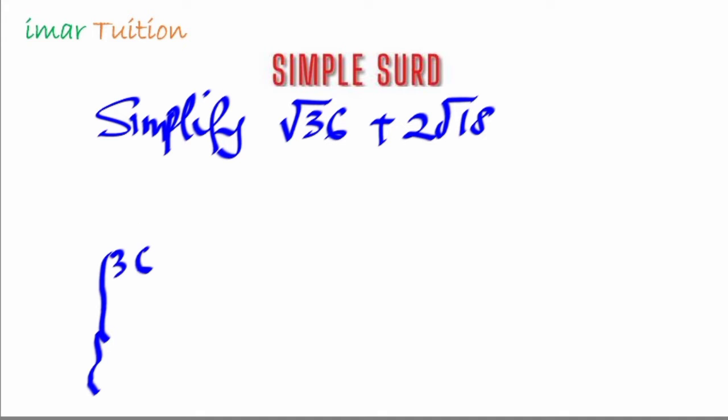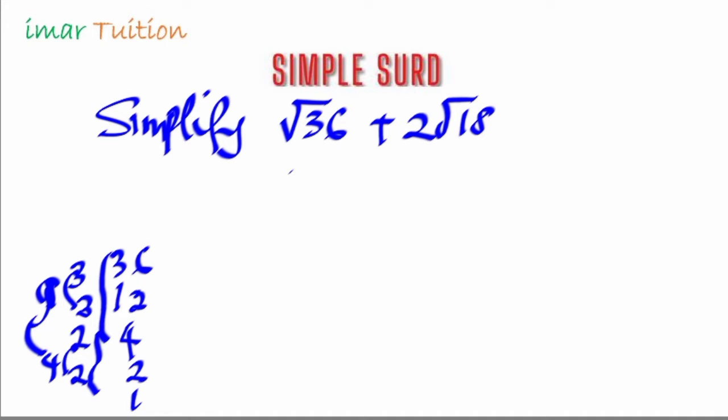So we'll look for the factors of 36. If we divide 36 by 3, 3 into 36 gives 12, 3 into 12 gives 4, 2 into 4 is 2, 2 into 2 is 1. So 3 times 3 is 9, 2 times 2 is 4, and 9 times 4 will give you 36. So we now have 9 times 4 to replace 36.